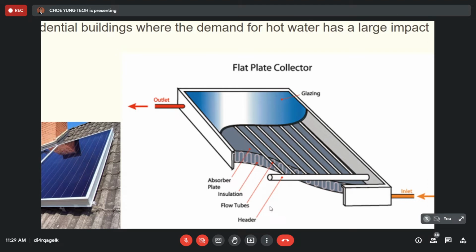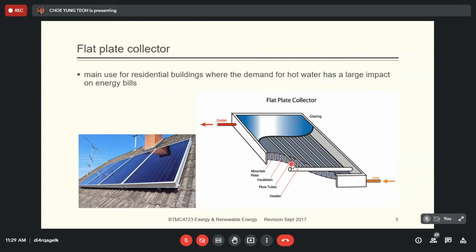You see that actually the tube is very narrow. How do I increase the total contact area with the sunlight? Then I need another layer called the absorber plate on the bottom. This absorber plate should be in contact with this flow tube, so that the heat absorbed by the absorber plate will still transfer to the water inside the flow tube.